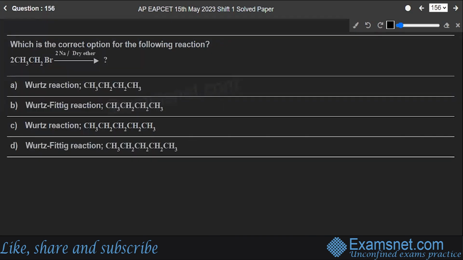question number 156, which is the correct option for the following reaction. So this is reacted with sodium and dry ether. It will give you the products as CH3CH2, CH2, CH3 plus sodium bromide, 2 molecules of over here. Yeah, so that's it. Right. Now, this is what? This is Wood's reaction.